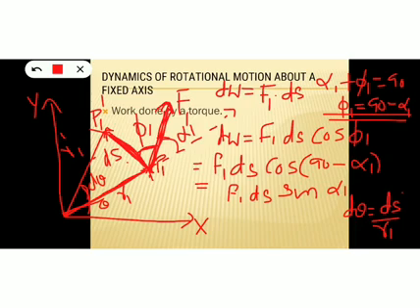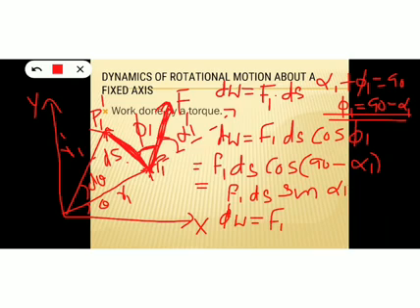Okay, so just substitute that expression here. So you will get dW, work done, dW equal to F1. Instead of ds we can write r1 d theta into sine alpha 1. Okay, so this is dW.